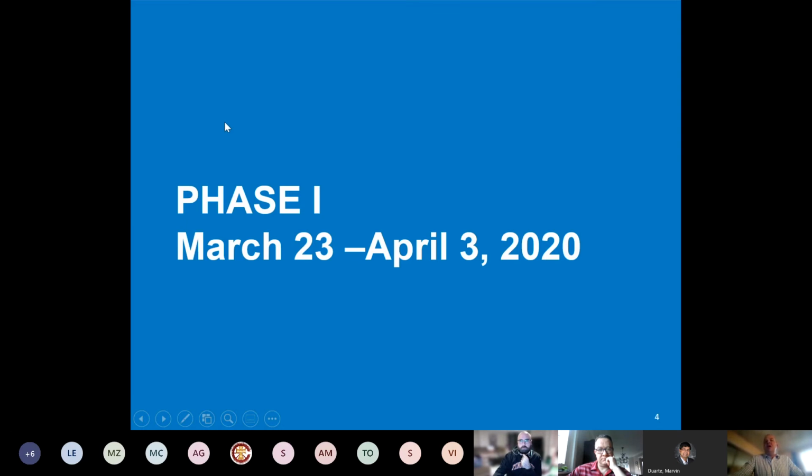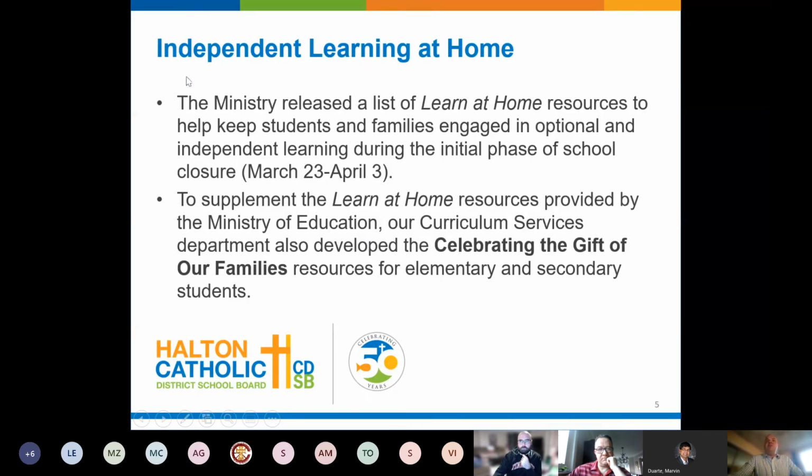From March 23rd to April 3rd, the ministry indicated that they would be providing resources and that we would be supplementing those resources. So using the resources the ministry provided, Curriculum Services developed an accompanying document called Celebrating the Gift of Our Families, which you would have received as a parent or community member to help support our elementary and secondary students.